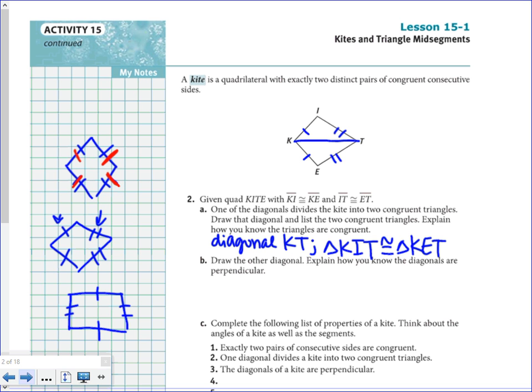And the reason that we know that they are congruent, they share the diagonal KT, which means that it's congruent to itself. And so these triangles are congruent by side, side, side. So now we're going to draw the other diagonal. And I'm going to draw it in green.